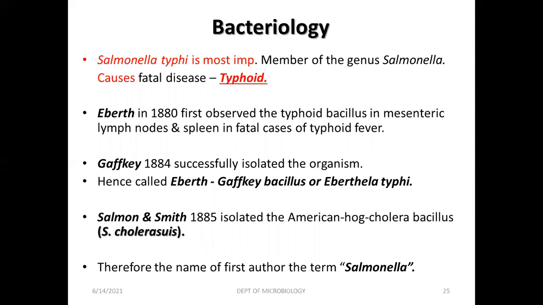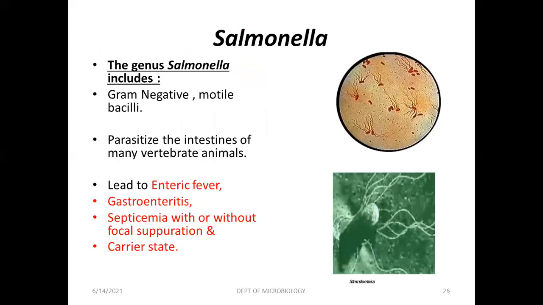We will see the bacteriology. It is the most important member of the genus Salmonella, responsible for causing the fatal disease typhoid. Eberth first observed this typhoid bacillus in mesenteric lymph node and spleen in fatal cases of typhoid fever. Gaffky successfully isolated it in 1884 in France. Then it was called Eberth's bacillus or Eberthella typhi. Then in 1885, Salmon and Smith isolated the American hog cholera bacillus called Salmonella choleraesuis. Therefore, the name was given after the first author, the term Salmonella.